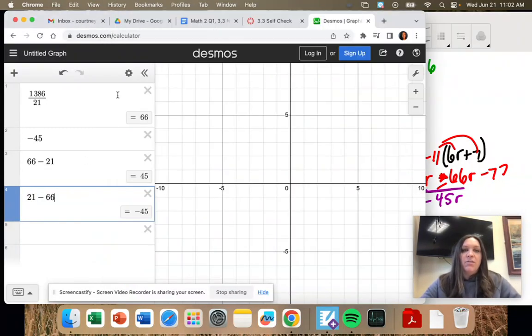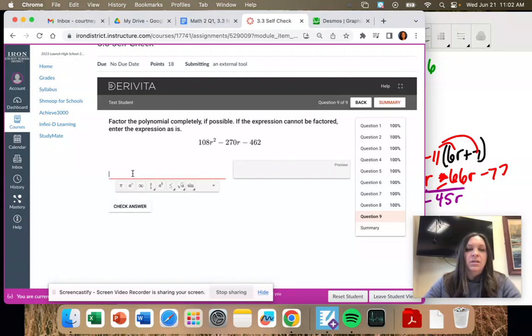So 3r minus 11 and 6r plus 7. And remember, we had a greatest common factor of 6 that we took out. You need to include that in your final answer, or else it'll mark it wrong.